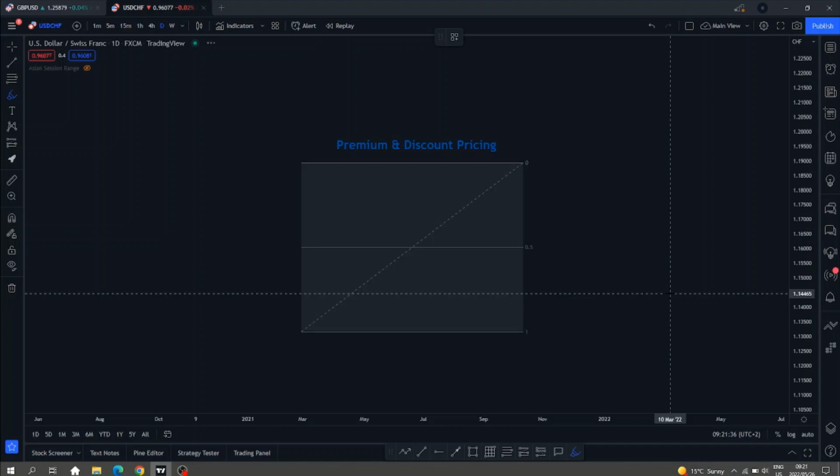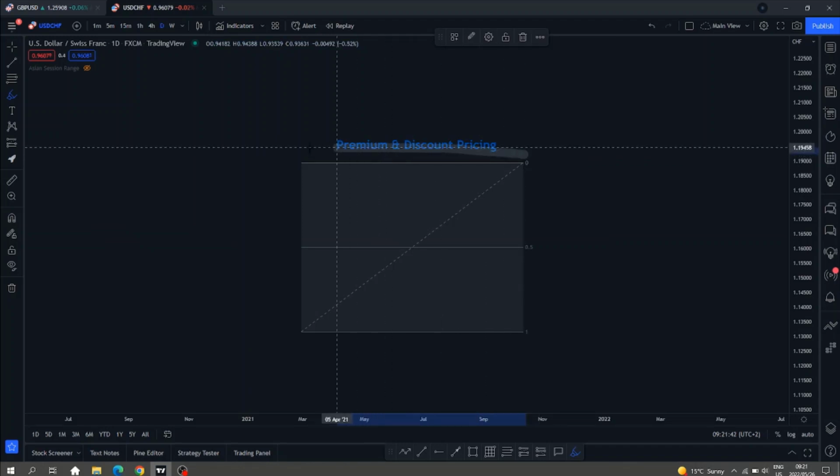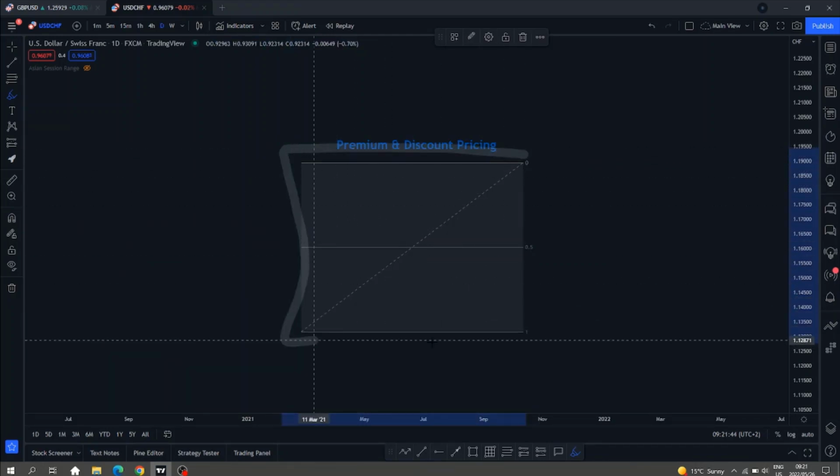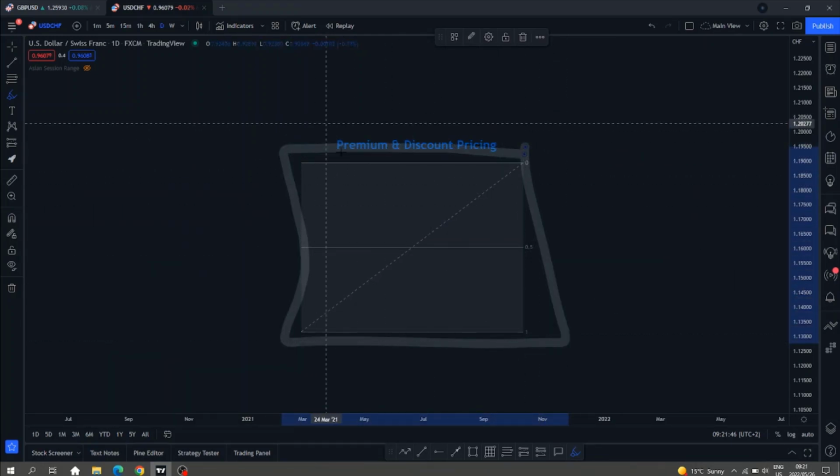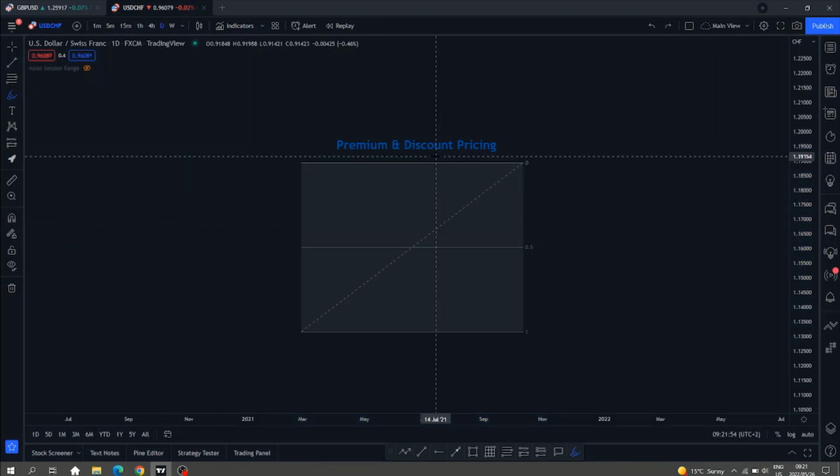And that's why I want to introduce you guys to the concept of premium and discount pricing, and how to use the Fibonacci tool together with premium and discount pricing to really find those high probability areas to jump on the underlying trend. If we just quickly break down what premium and discount pricing is, we can use a very simple, very generic worldview analogy.